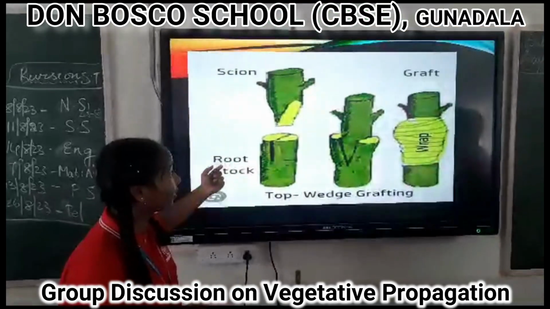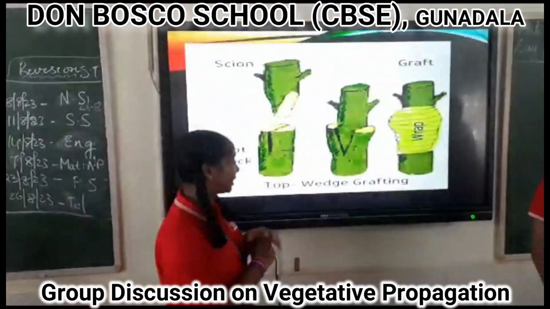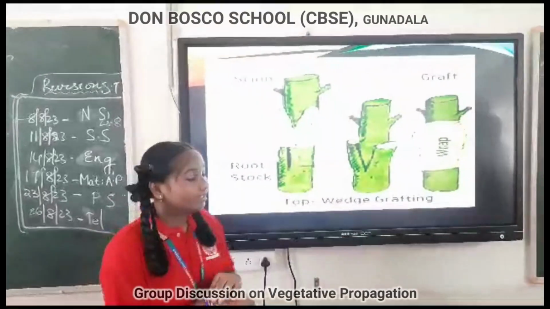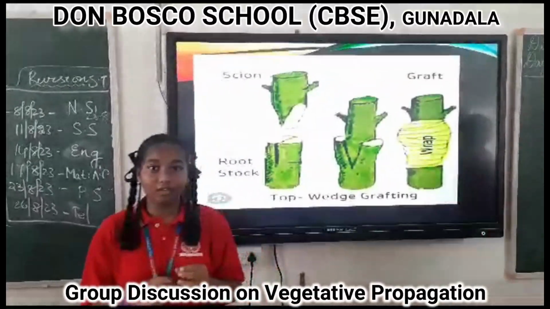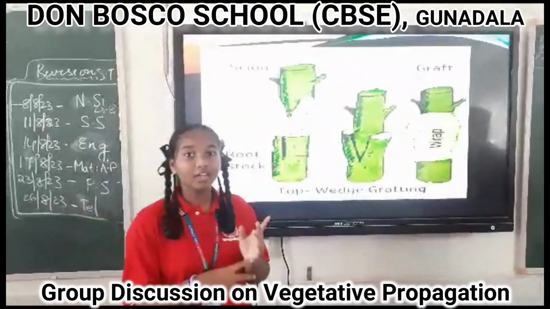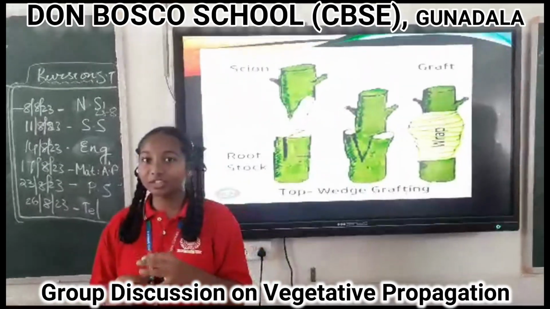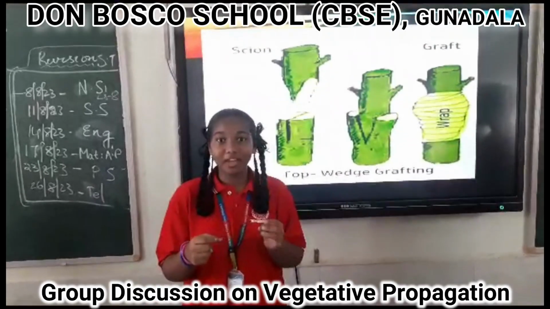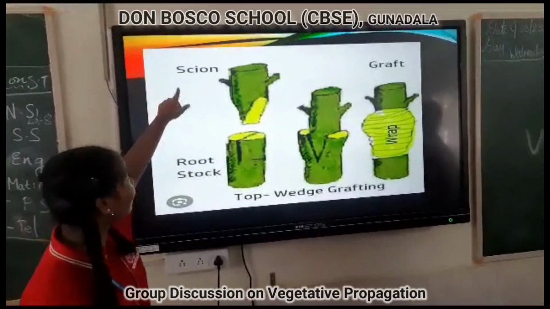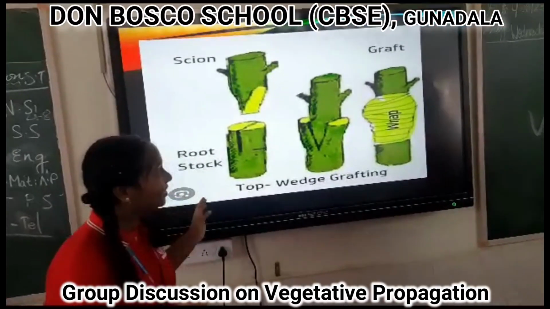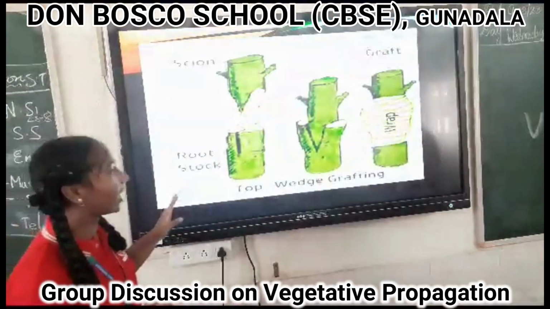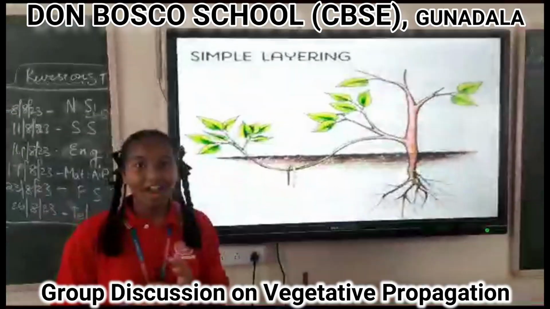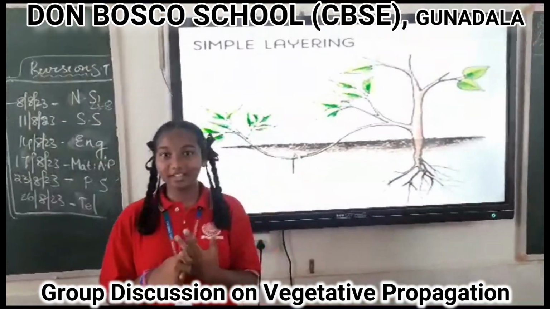Then the third artificial vegetative propagation method is grafting. It is a process in which one part of the stem is cut and kept onto another stem. That part is called the scion, and the stems are wrapped with plastic paper. Examples of grafting. Another method of vegetative propagation is layering.